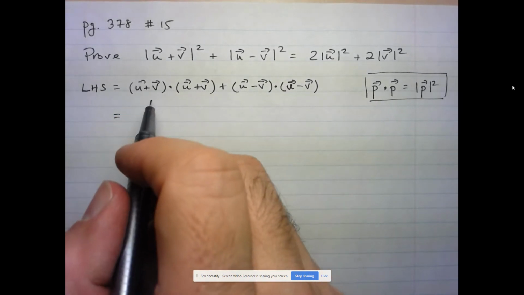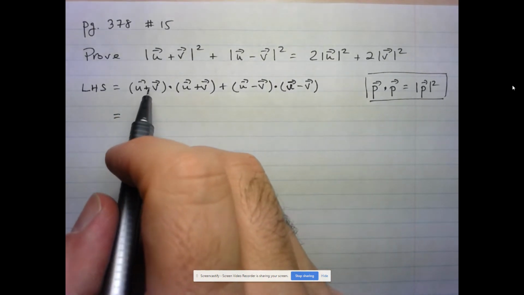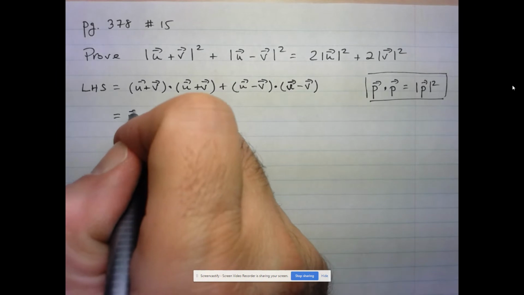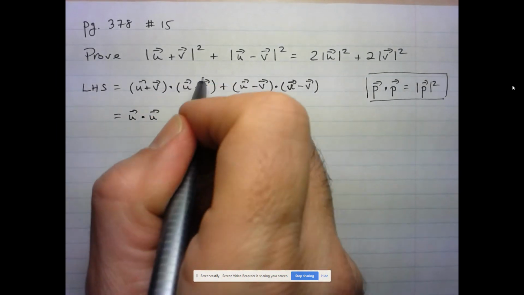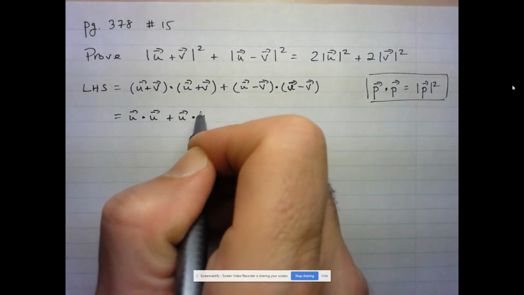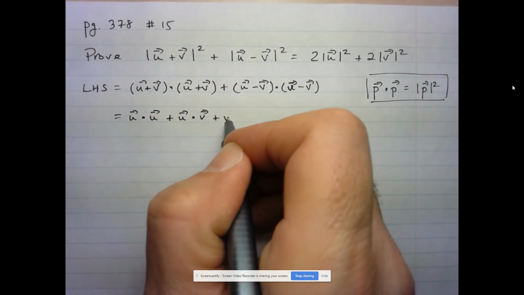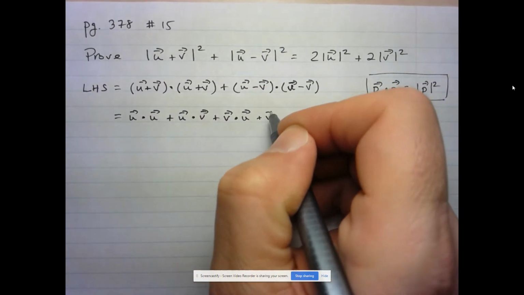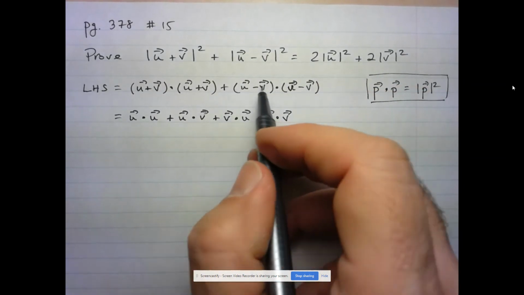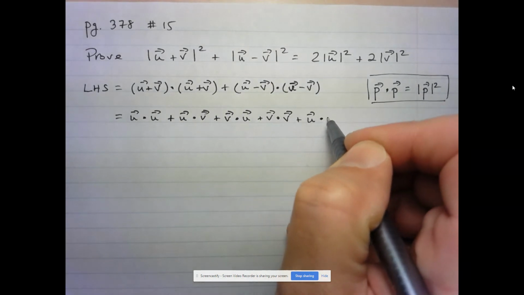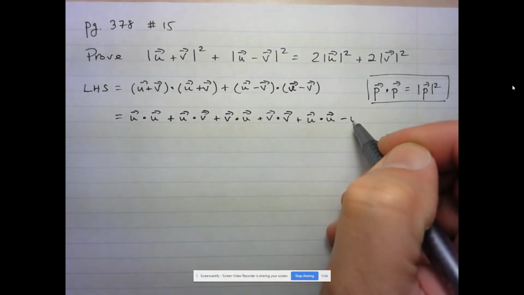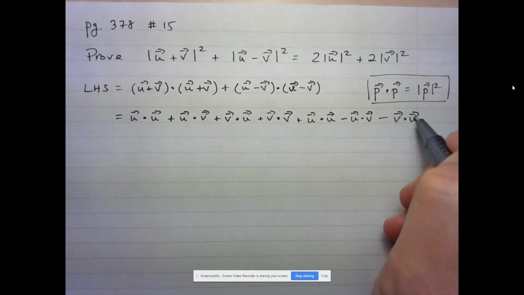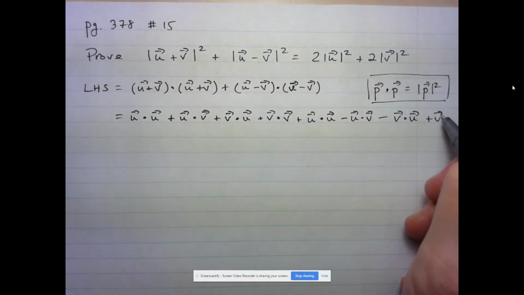I'm just going to distribute. Again, we saw that we can do this distribution just as though these were two binomials, except instead of regular multiplication, it's dot product. So this is going to give me u dot u, then u dot v, then v dot u, and then lastly, v dot v. Now I'm going to do the same thing here. So it's going to be plus u dot u, here minus u dot v, then minus again v dot u, and then lastly, plus v dot v.